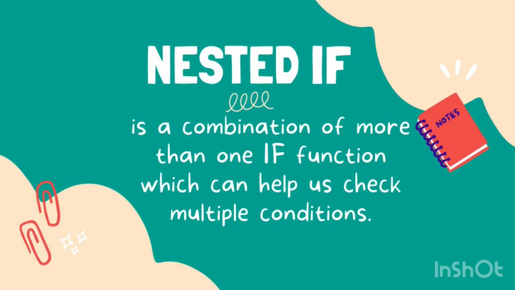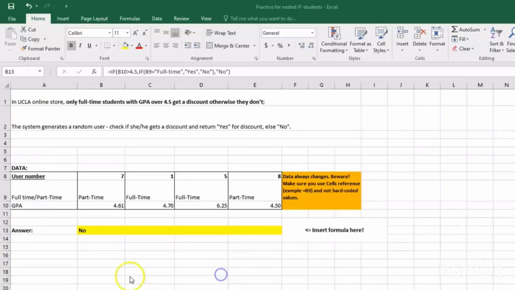Nested if is a combination of more than one if function, which can help us check multiple conditions. When we add one if function within another if function, we create a nested if. In this example, we have two conditions. Only full-time students with a GPA over 4.5 get a discount, otherwise they don't. So the system generates a random user. We are going to check if she or he gets a discount and return yes for the value of true and no for the value of false.